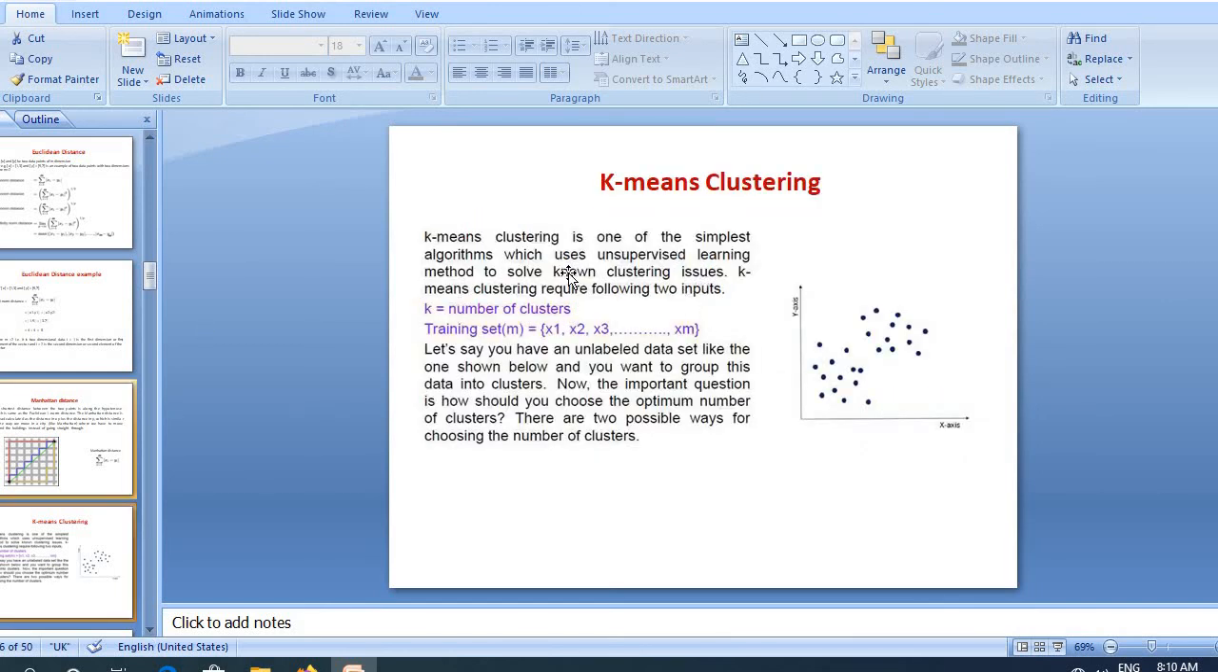K-means clustering is one of the simplest algorithms which uses unsupervised learning to classify the data into clusters. K means the number of clusters, and you will be provided with a data set x1 to xm. Your task is to divide it into a number of clusters. So the main question is, what should be the optimal number of clusters? If you have data, whether you need to choose k equal to 2 or 3 or 4, what is the rationale behind choosing the clusters?